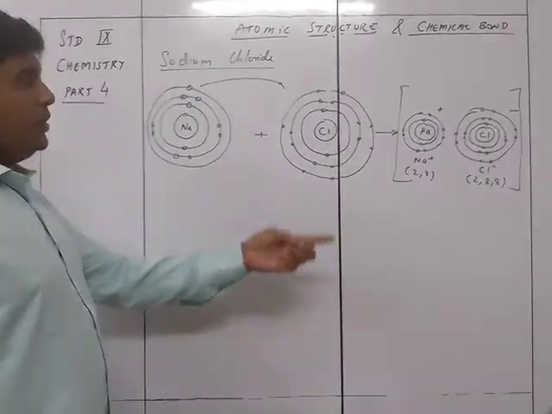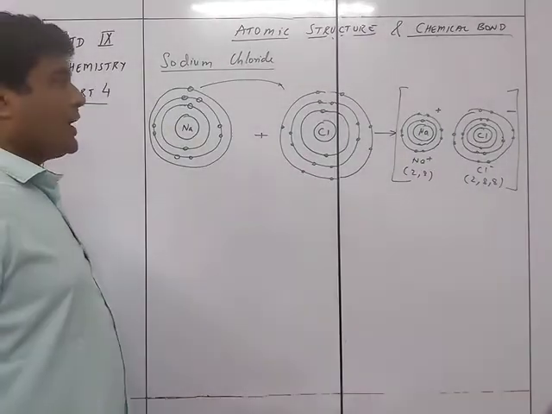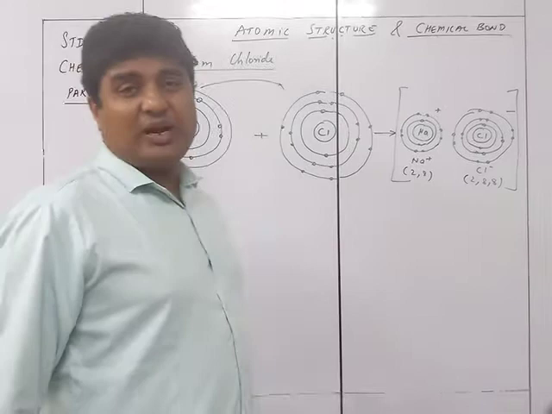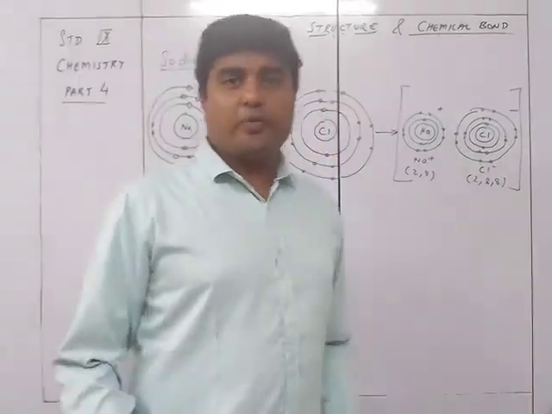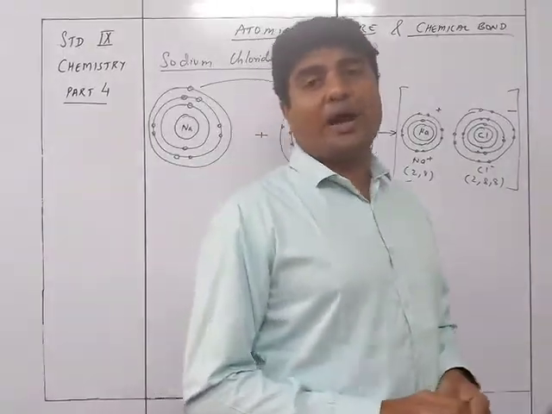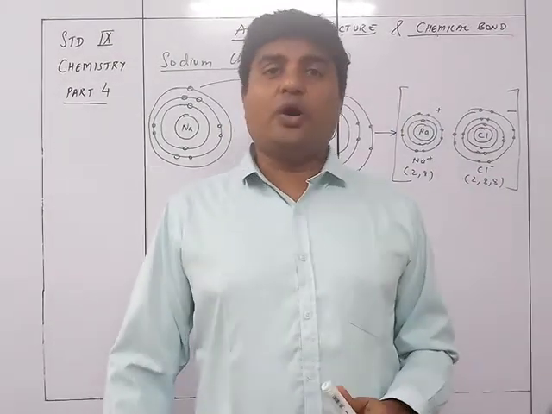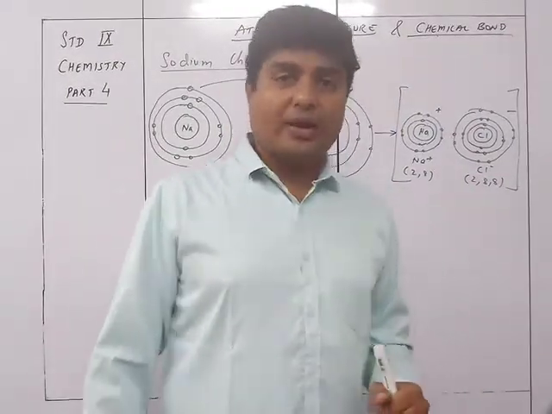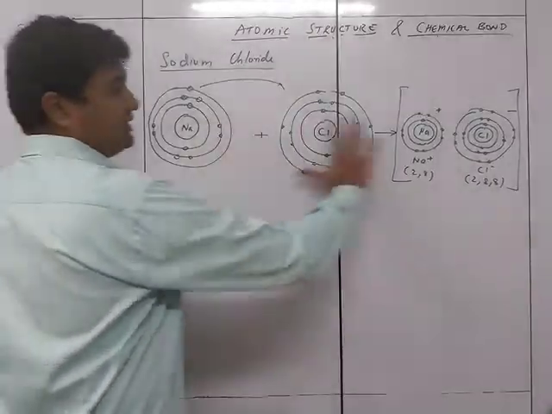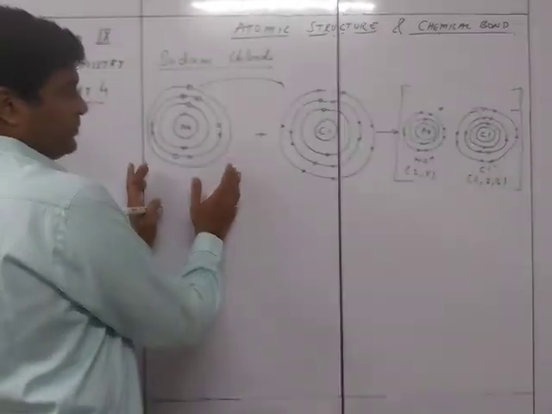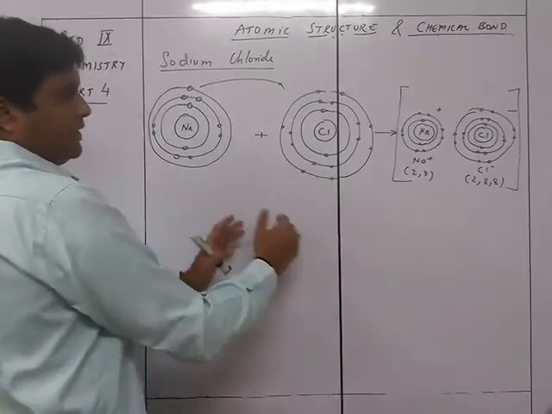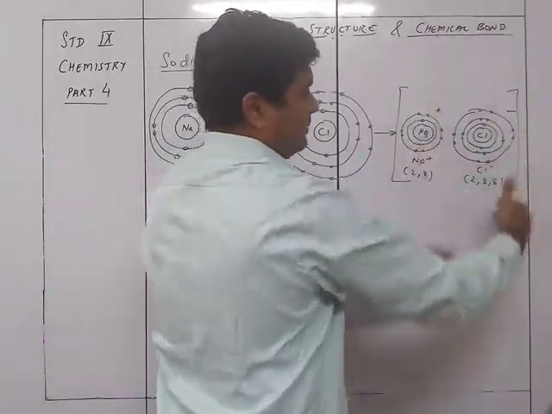So this is how you are going to show the sodium chloride orbital structural diagram. If they ask you to draw the orbital structural diagram of the formation of sodium chloride, you are going to draw these things. You draw this plus chlorine, giving you Na plus and Cl minus in one particular bracket.